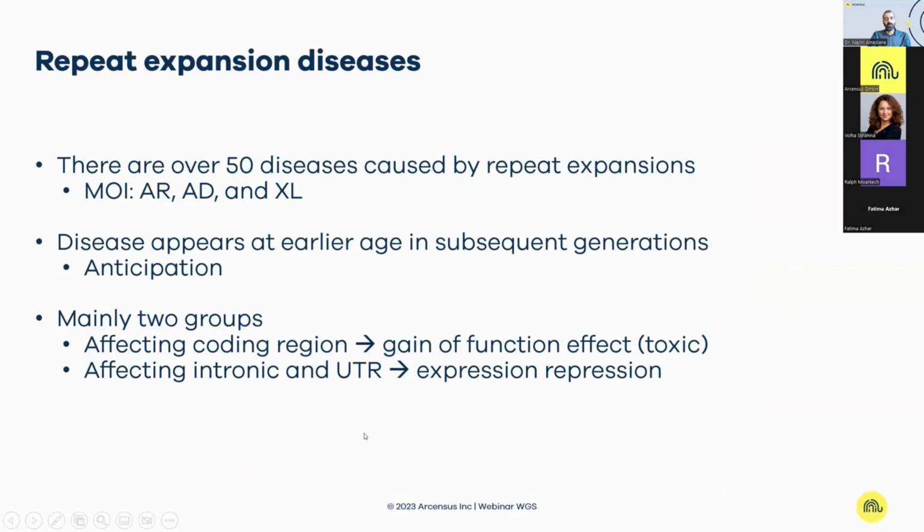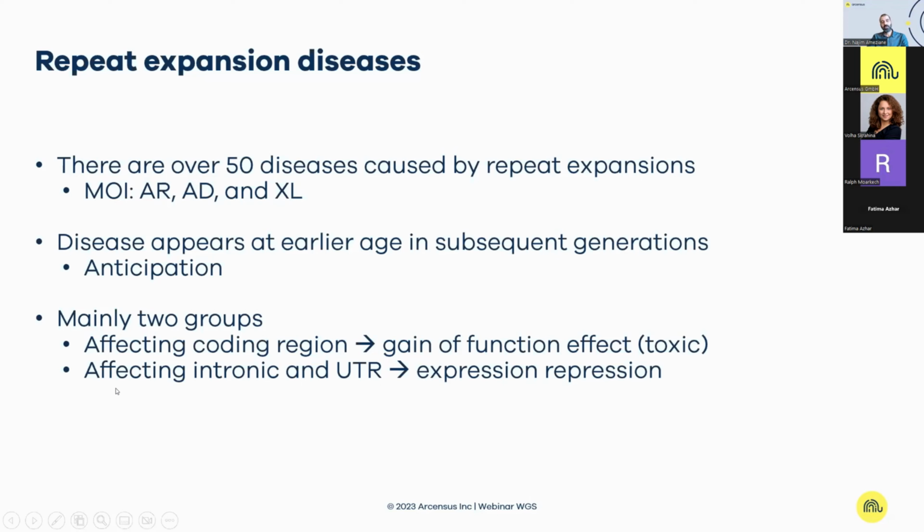So there are different types of diseases, over 50, that can be caused by repeat expansions. And the mode of inheritance of this type of diseases can be either autosomal recessive, autosomal dominant, or X-linked, depending on whether the locus that has the repeat is on the X chromosome. And in the majority of the cases, the diseases appear at an earlier age in a subsequent generation. And this is a phenomenon that is called anticipation.